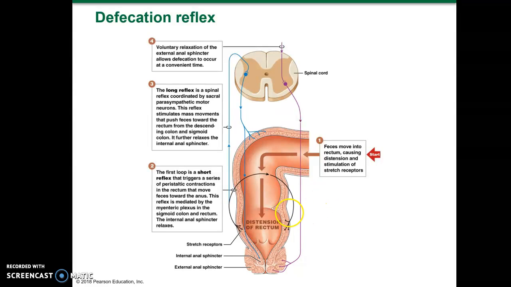Feces moves into the rectum, which causes distension and stimulation of the stretch receptors. Voluntary relaxation of the external anal sphincter allows defecation to occur. The long reflex is a spinal reflex coordinated by the sacral parasympathetic motor neuron, and that stimulates mass movements. And then the first loop is a short reflex that triggers a series of peristaltic contractions in the rectum that move the feces towards the anus.